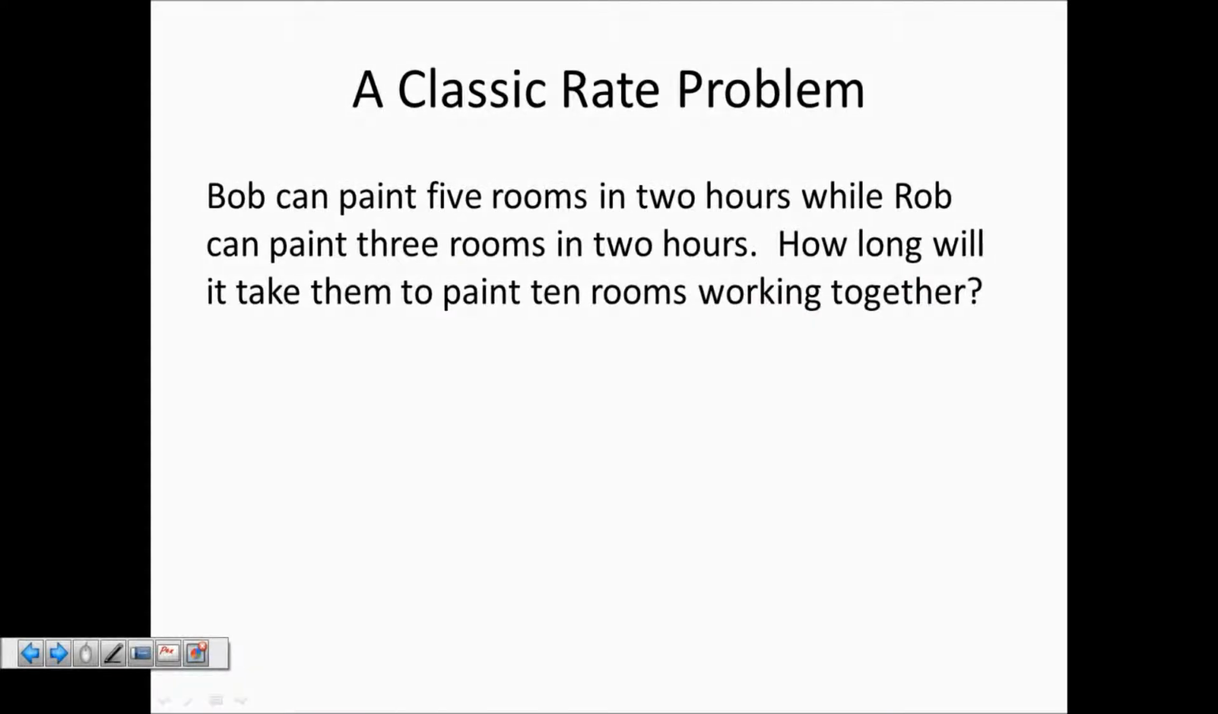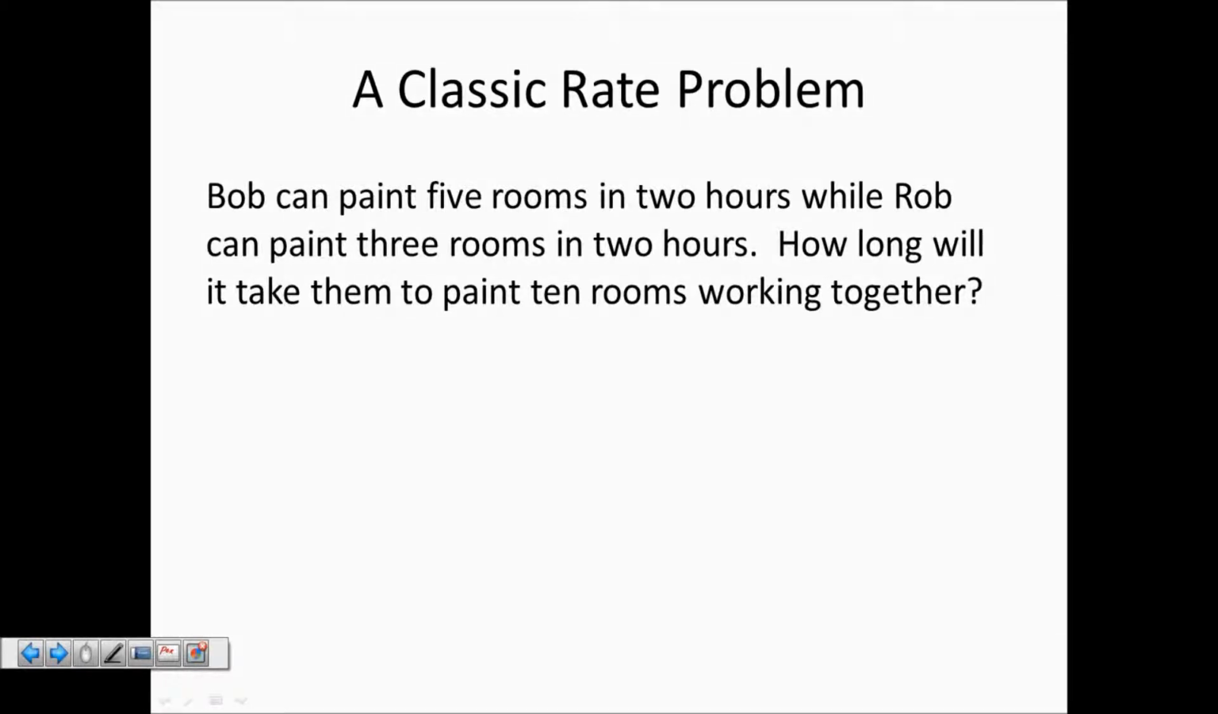Now, let's take a look at this classic rate problem. I see these on tests like the ACT, the MME. Standardized tests seem to always have a problem like this that you have to solve in the math section. Here's my example. Bob can paint 5 rooms in 2 hours, while Rob can paint 3 rooms in 2 hours. How long will it take them to paint 10 rooms working together?